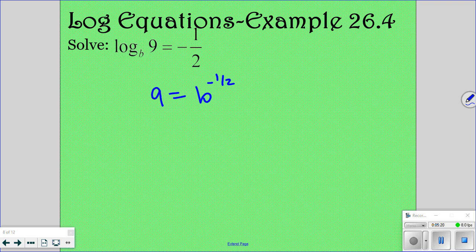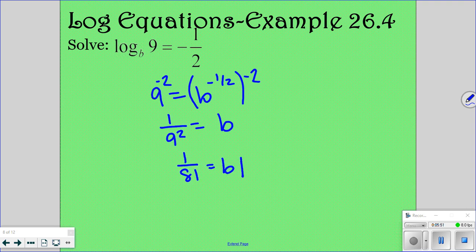From here, we need it to be b to the 1. So the way that we're going to do that is to raise this to the negative 2. We want the reciprocal of 1/2, which is 2 over 1. And so we're going to do the other side to negative 2 as well. So negative 1/2 times negative 2 is just a 1. So that's what b equals. And then 9 to the negative 2 is the same thing as 1 over 9 squared. And 9 squared is 81. So b equals 1 over 81. And that would be your answer for that one.